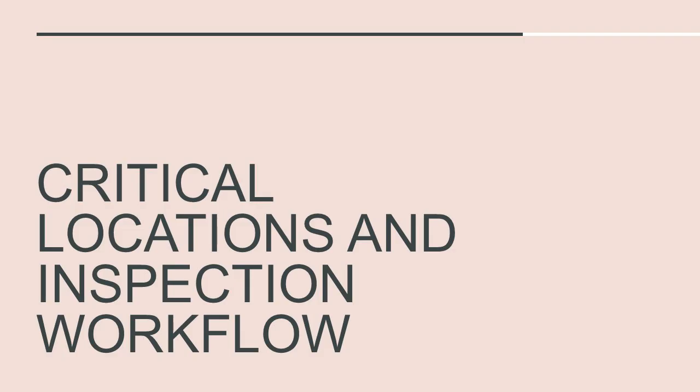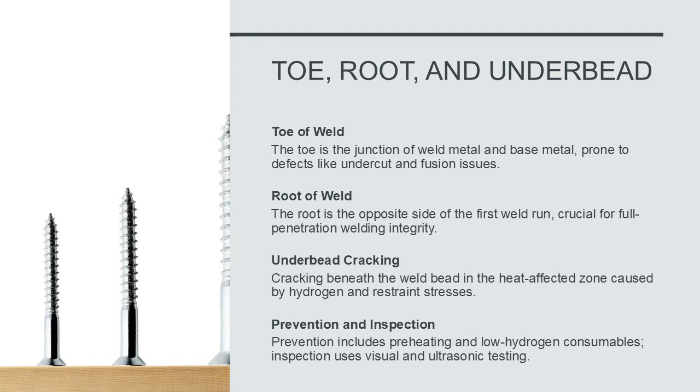Finally, we'll discuss critical weld locations like toe, root, and underbead, and outline the inspection workflow for accurate reporting. The toe is the intersection between weld metal and base metal, a common site for undercut and lack of fusion. The root is the opposite face of the first weld run, critical in full penetration joints. Underbead cracking occurs beneath the weld bead in the HAZ due to hydrogen and restraint. Prevention includes preheating, using low hydrogen consumables, and controlling cooling rates. Inspection involves visual and ultrasonic testing, with delayed cracking checks after hold time.